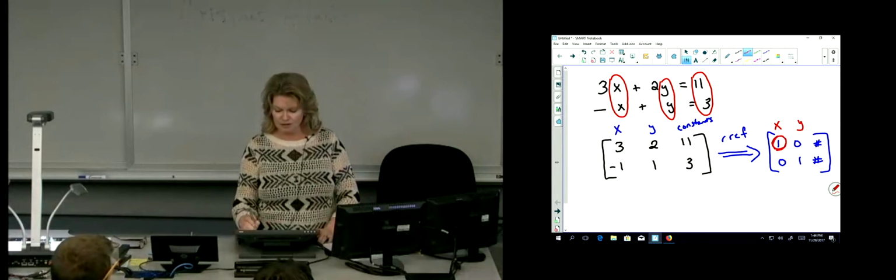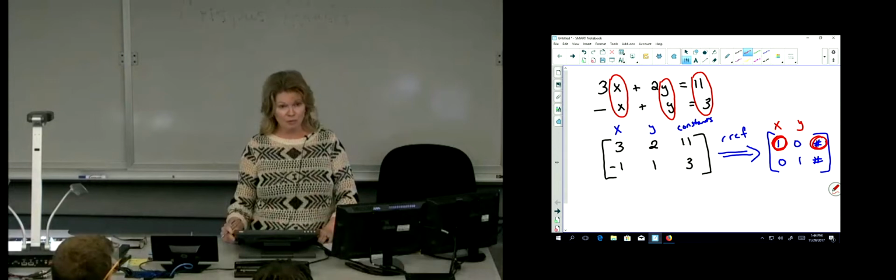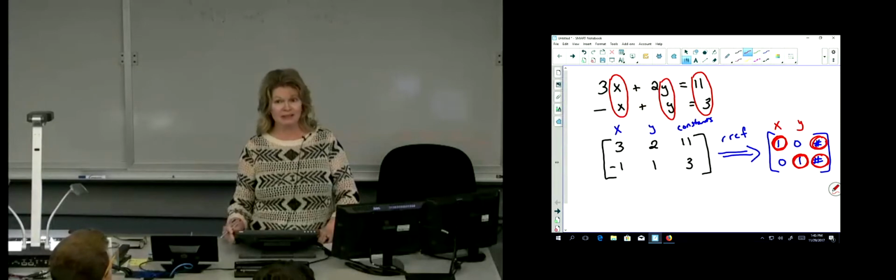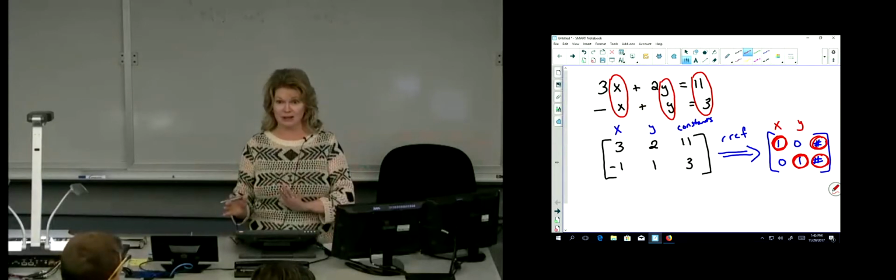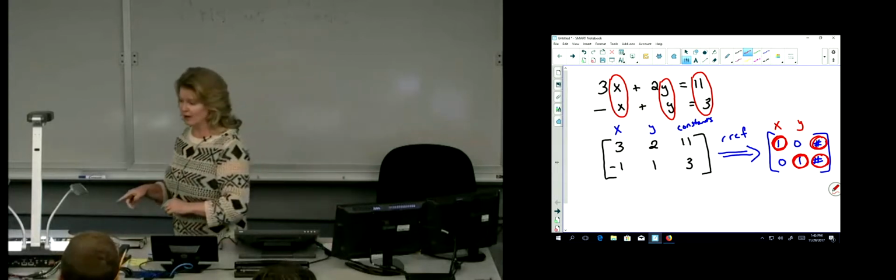So in this row, it's going to tell me what the x answer is, and the x answer is going to be whatever that number is. And then for the y's, this row is going to tell me the y answer, and it's going to be whatever number is there. Okay, so that's the process that I'm going to go through. So now I'm going to show you how to do this on your calculator.